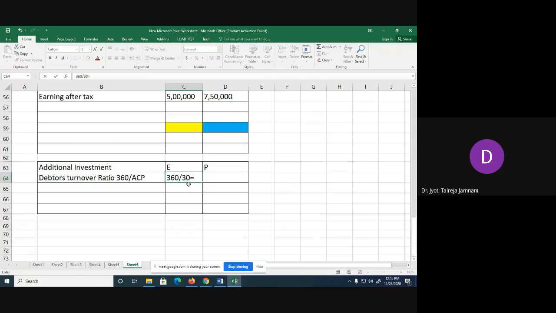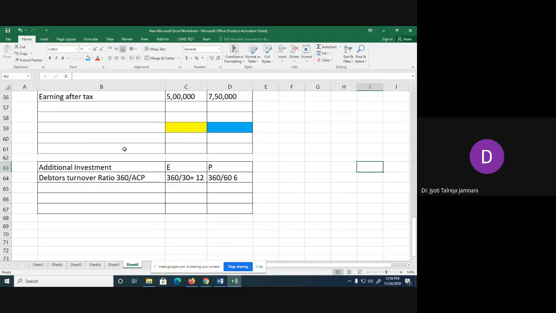So 360 divided by 30 is 12 times. And for the proposed plan, it was 2 months. So 2 months means how many days? 30 plus 30, 2 months, right? So 60 days. 360 divided by 60 is 6 times. So these are the values that we should be taking as debtors turnover ratio.